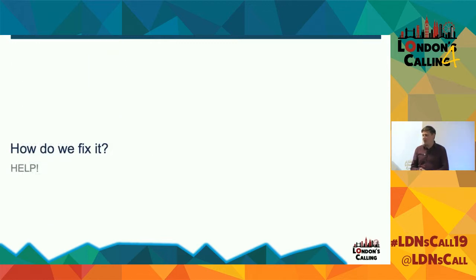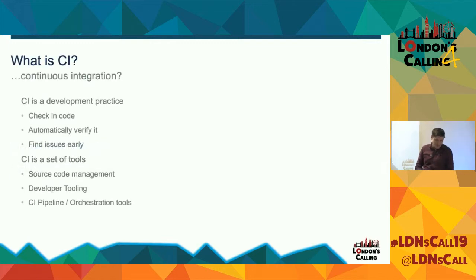So how do we fix this problem, or how do we at least make our lives much easier? We're going to use continuous integration to do this. So continuous integration is a couple of things. It's both a development practice and a set of tools.